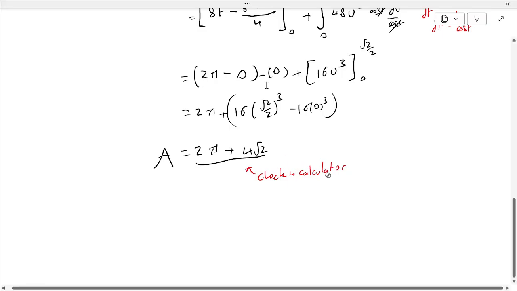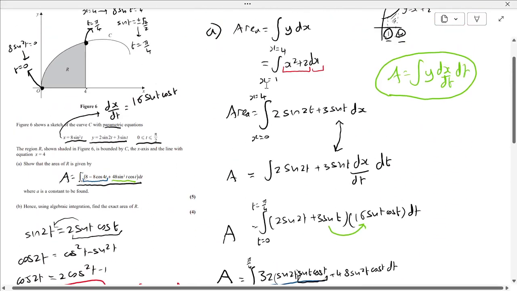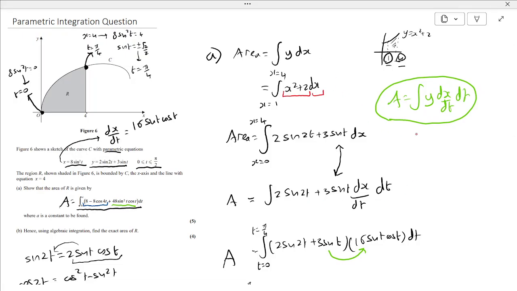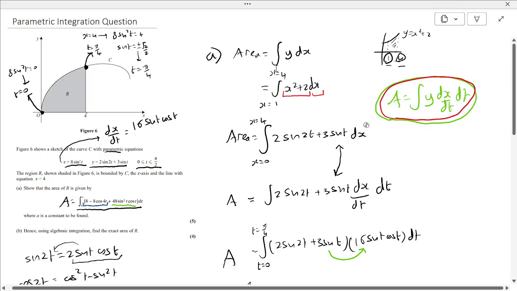Okay, so I hope that's helpful. That's parametric integration, just using this formula in green over here. That's the one you need to know. And yeah, let me know any questions. And I think next time we'll be doing some mechanics.